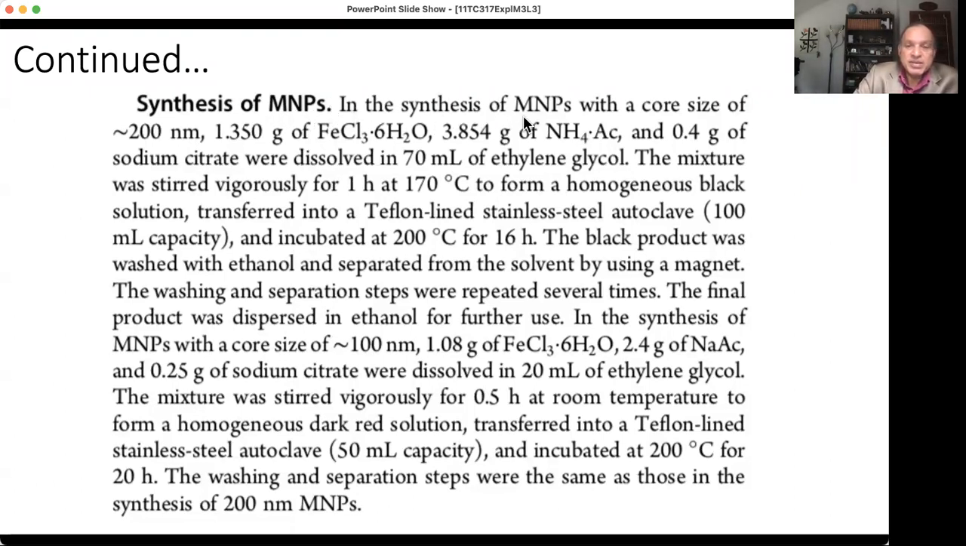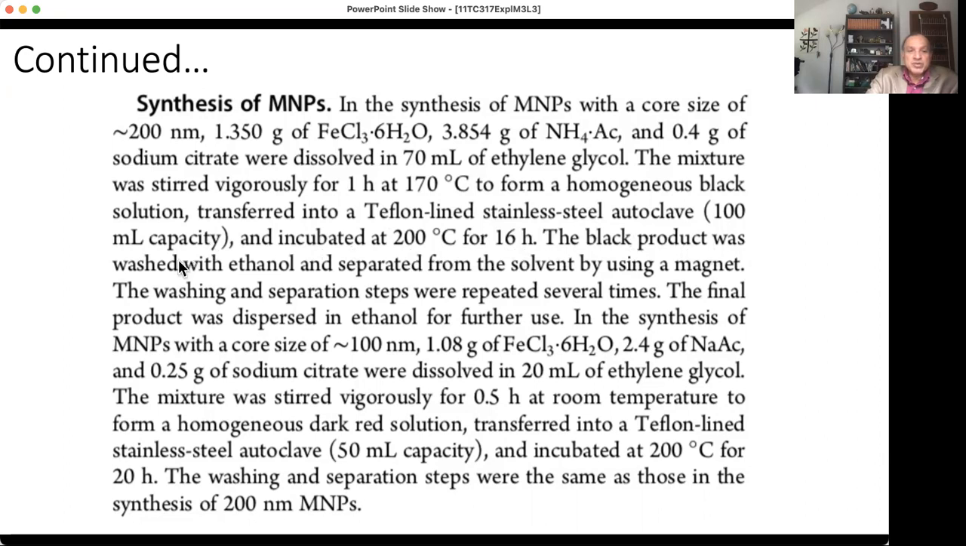In the synthesis of MNPs with a core size of about 200 nanometers, 1.350 grams of iron chloride, 3.854 grams of ammonium acetate, and 0.4 grams of sodium citrate were dissolved in 70 ml of ethylene glycol. Stirred vigorously for an hour at 170 degrees centigrade, see the spacing between, to form a homogeneous black solution, transferred into a Teflon-lined stainless steel autoclave and incubated at 200 degrees centigrade for 16 hours.